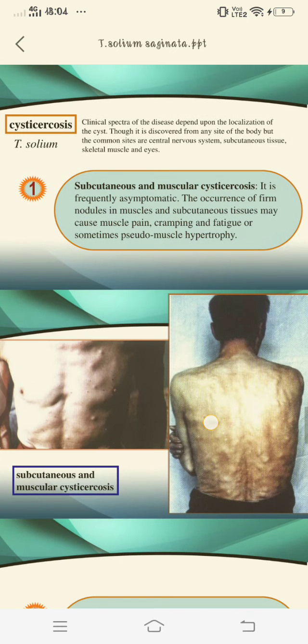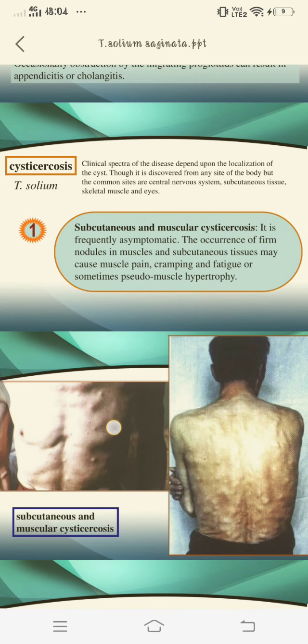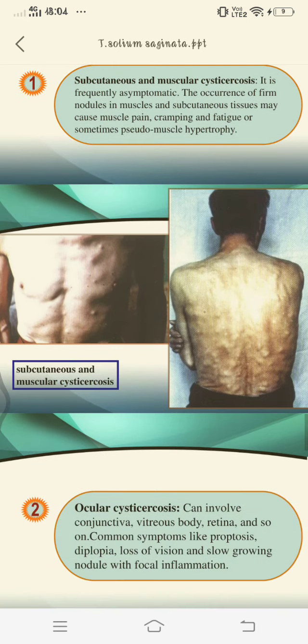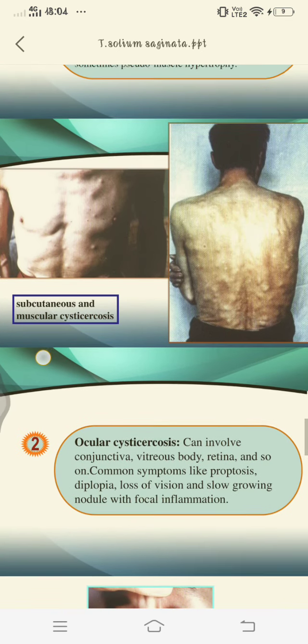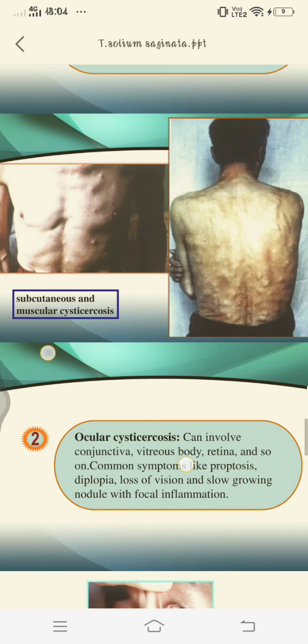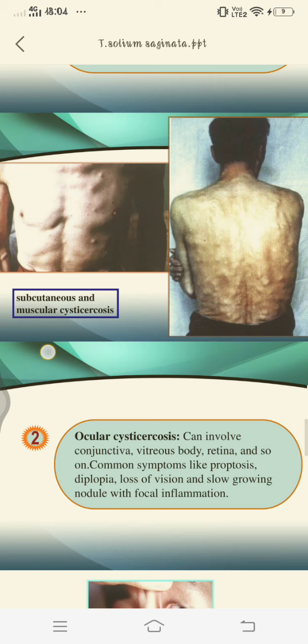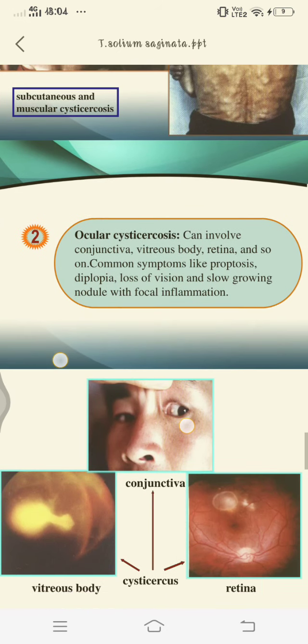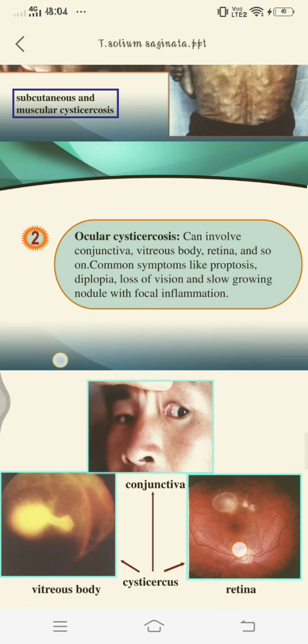So you can see how they are protruding. These are all Taenia solium. See how he is affected by this. And ocular: what happens to the eyes? It involves the conjunctiva, vitreous body, retina, and so common symptoms like proptosis, diplopia, loss of vision, a slow growing nodule with focal inflammation. So you can see even in the eye it has entered like this.